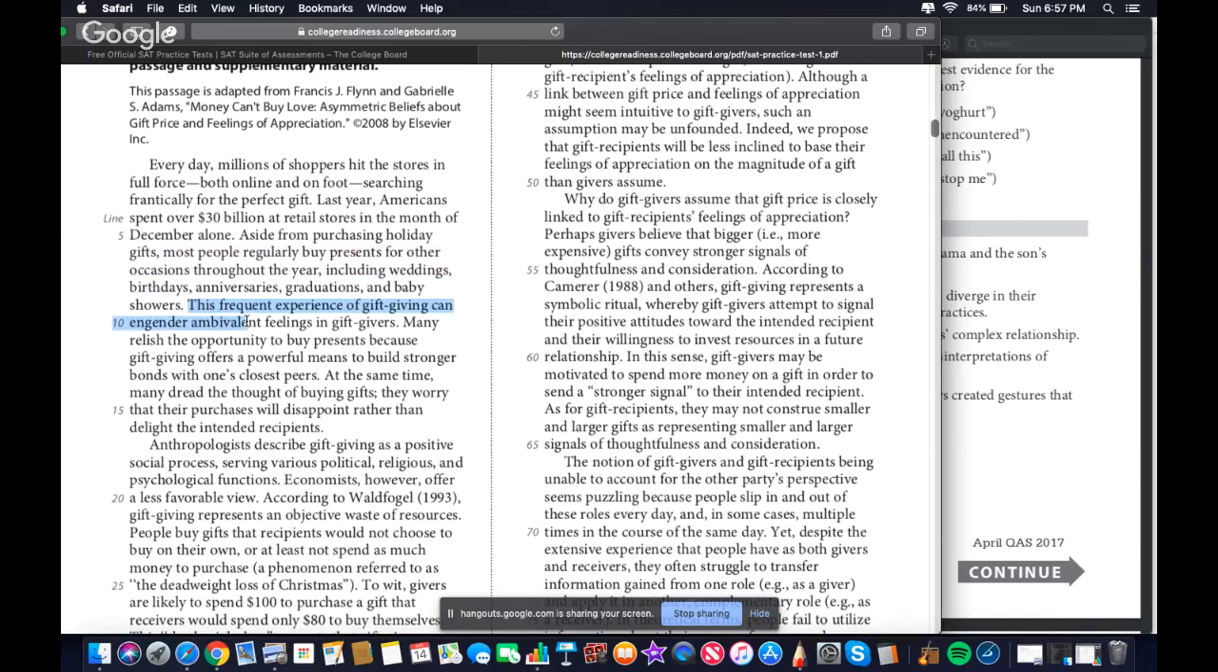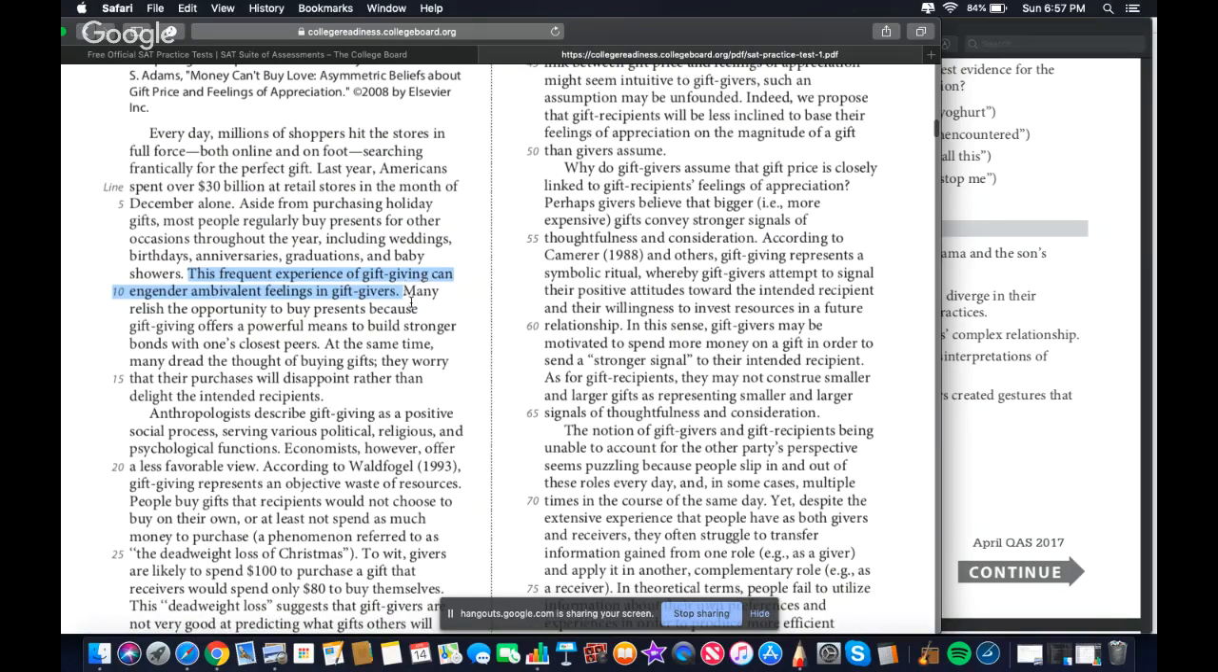Right below is what we're going to pay attention to. This frequent experience of gift giving can engender ambivalent feelings in gift givers. Now, by the way, the definition of ambivalent is described here, sort of implied here, if you will. But we're going to pay attention to this phrase, frequent experience of gift giving.